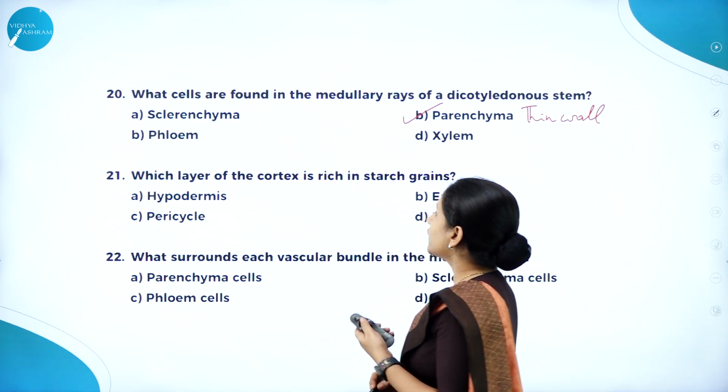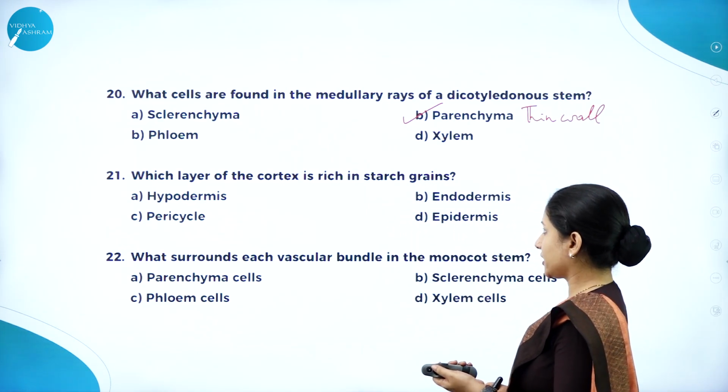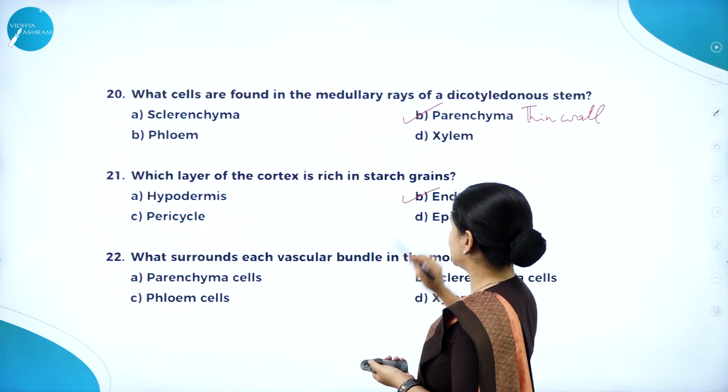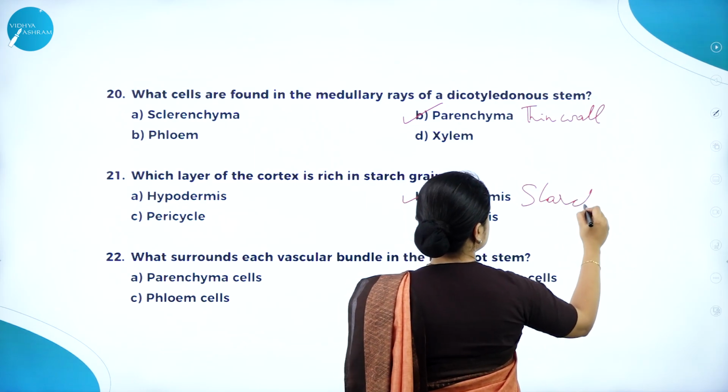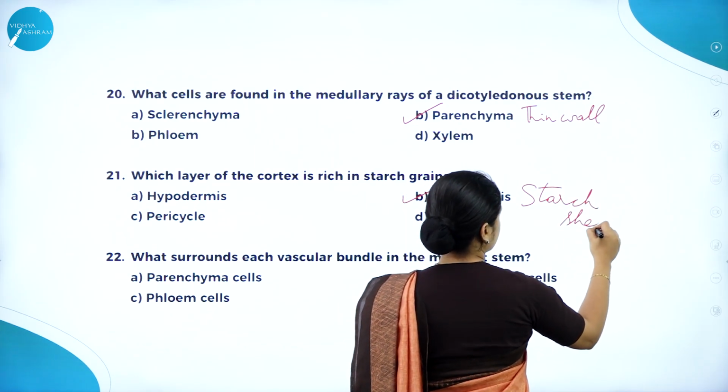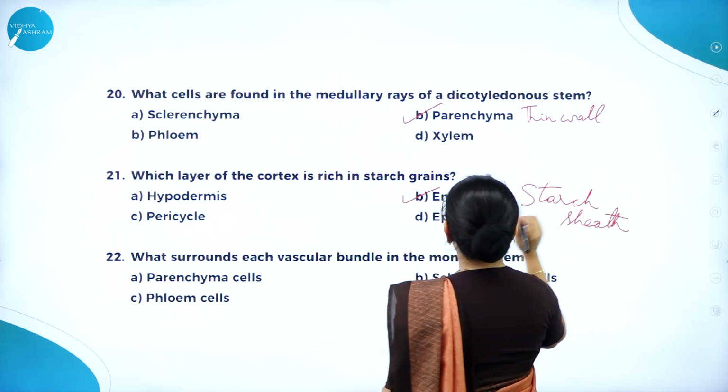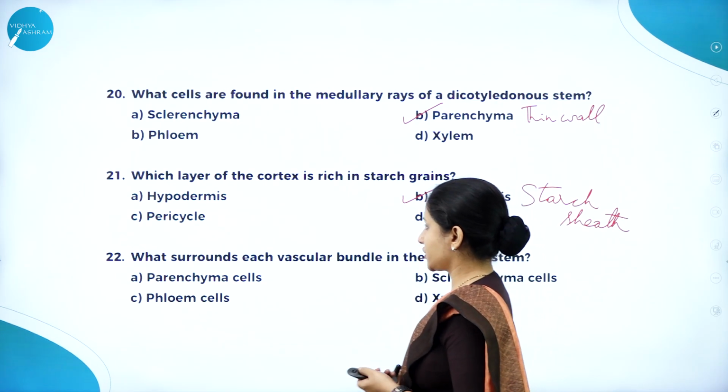Next, which layer of the cortex is rich in starch grains? It is endodermis. So, that is why endodermis is also called as what? Starch sheath. Based on this also an MCQ can be formed. So, it is called starch sheath.